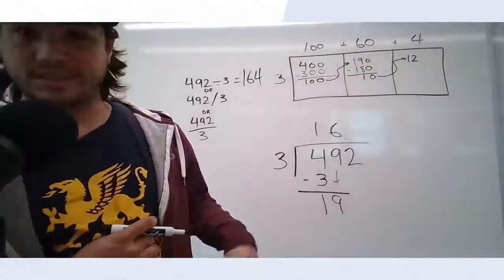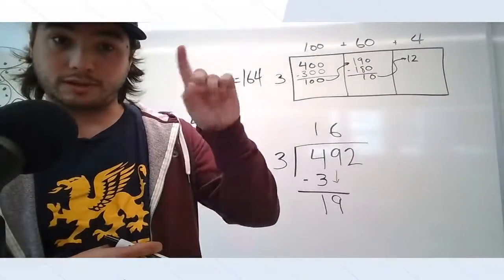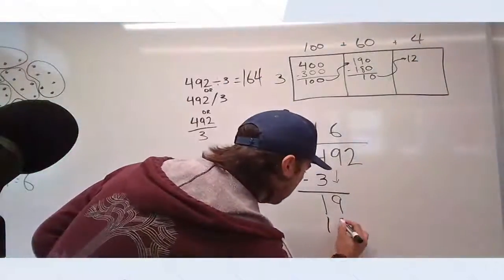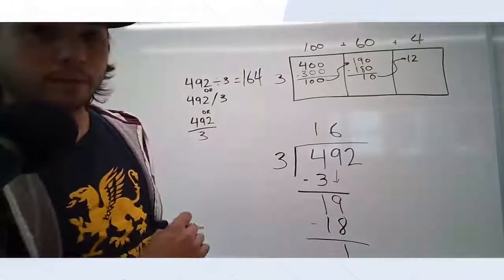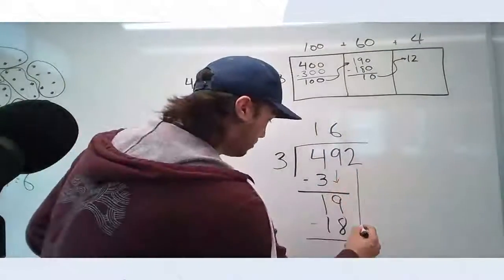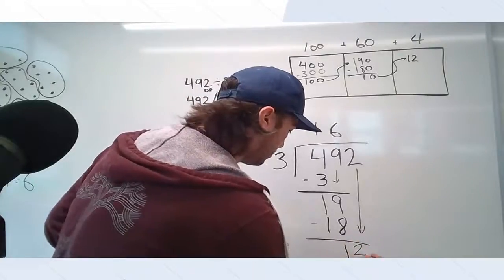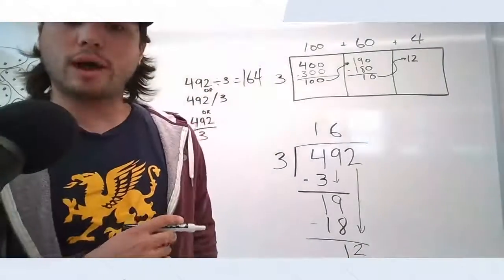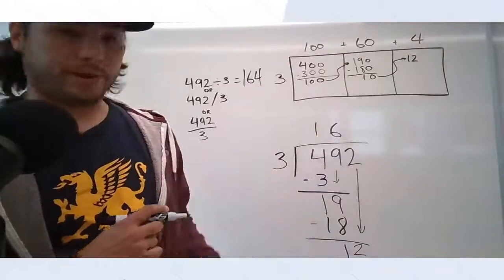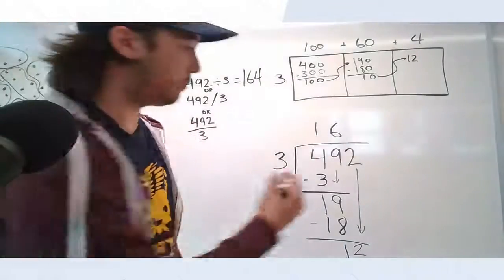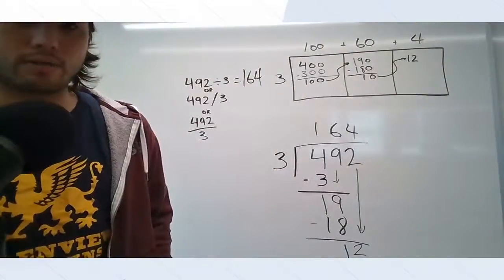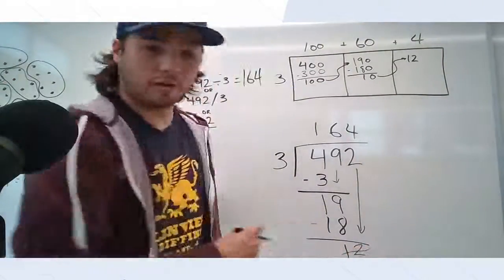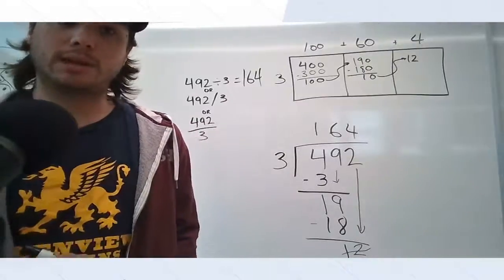3 times 6, we just did it. 3, 6, 9, 12, 15, 18. With 1 left over. Then we're going to bring our 2 down because we have 12 left. How many groups of 3 can we make with 12? Well, we can make 4. 3 times 4 is 12. 12 minus 12 is 0, so we don't have a remainder.